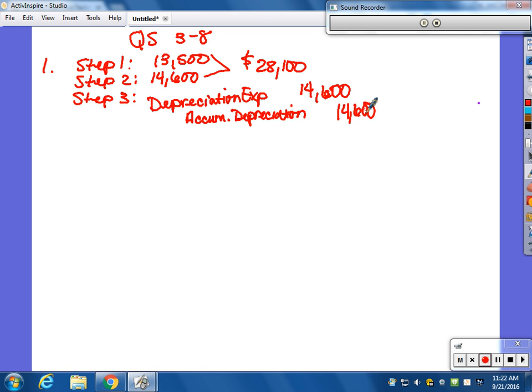Now, number two, accumulated depreciation. So you're saying $28,100 at the end of the year. No, it's not at 14 now. What did the problem say it started off with? $13,500, right. So we had to also do depreciation for this year too, in addition to what was already there. So it's $14,600 plus the $28,100. You just keep adding it on every year.